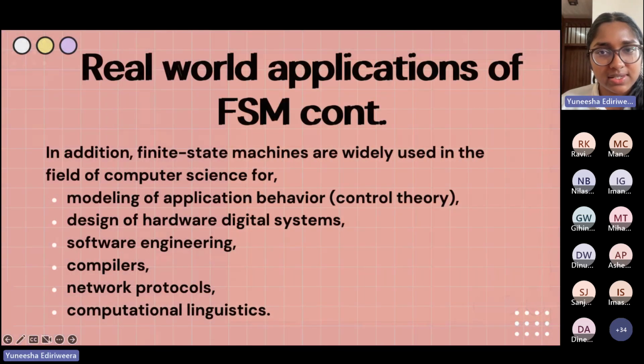Okay. So, real world applications of finite state machines. In addition to the examples I talked about in the previous slides, the FSM concept is used in the electrical engineering field, linguistics, computer science, philosophy, biology, mathematics, video game programming, and the logic field. So it is used in various fields. Other than that, in the computer science area, the FSM concept is used for modeling of application behavior, design of hardware digital systems, software engineering, compilers, network protocols, and computational linguistics.